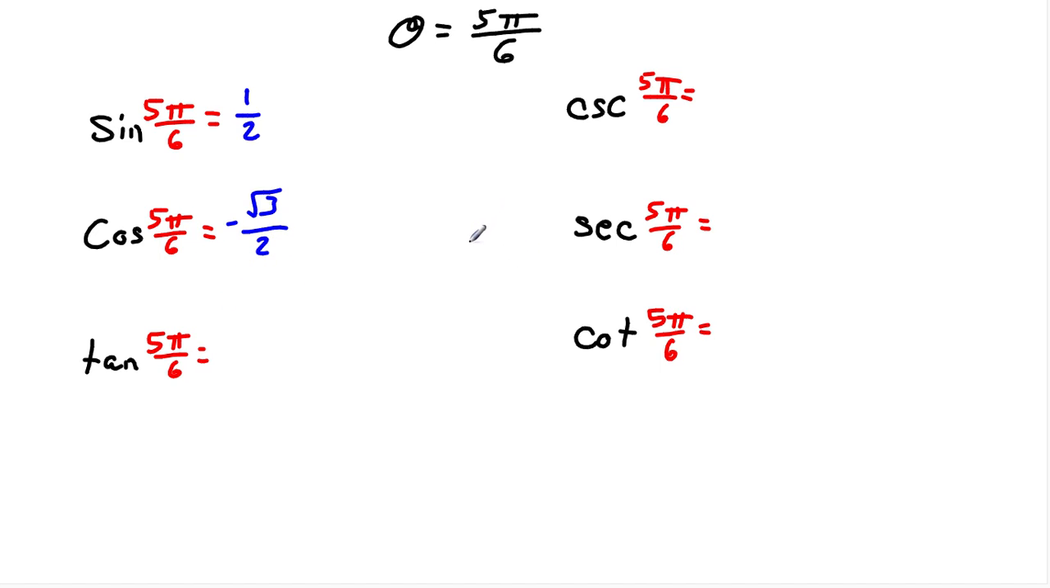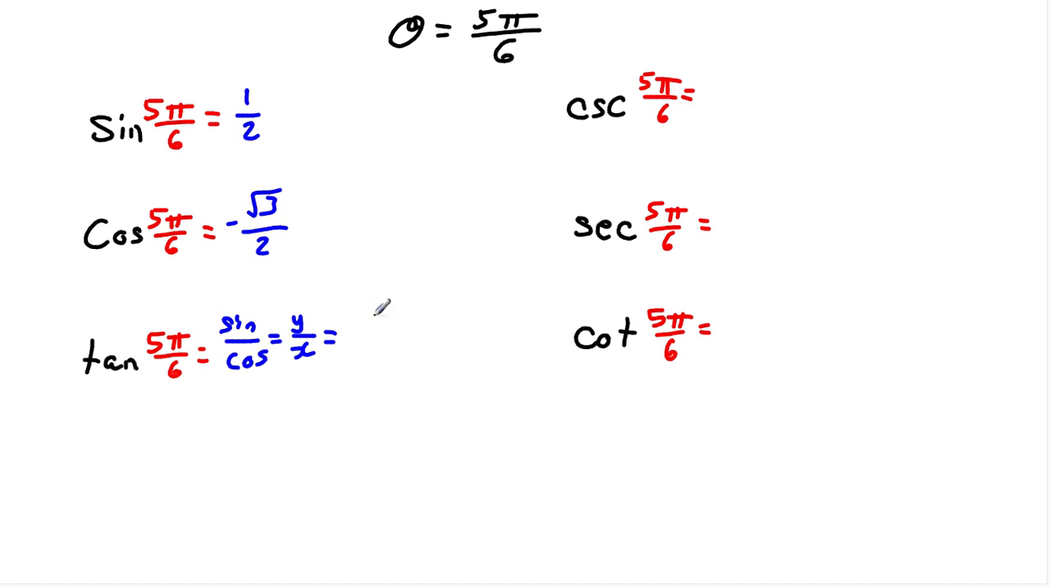And it's nice because we can evaluate everything from there. We just have to remember two values and we can calculate the other four. There's no need to remember all six values. Tangent, if you recall, is sine over cosine. It's also y over x. However you want to remember it.